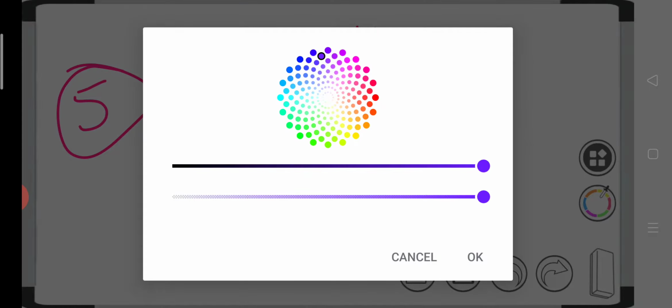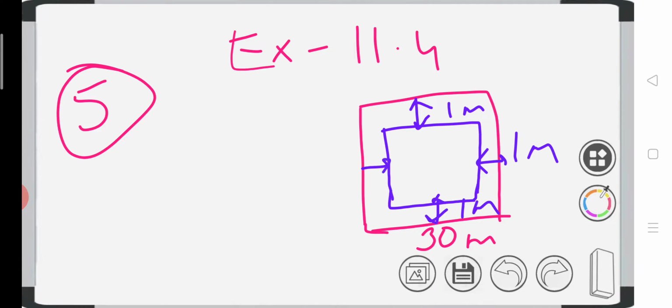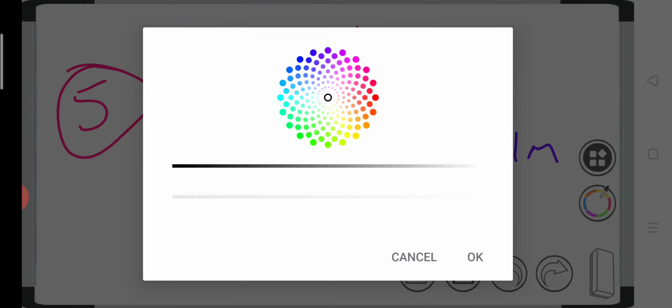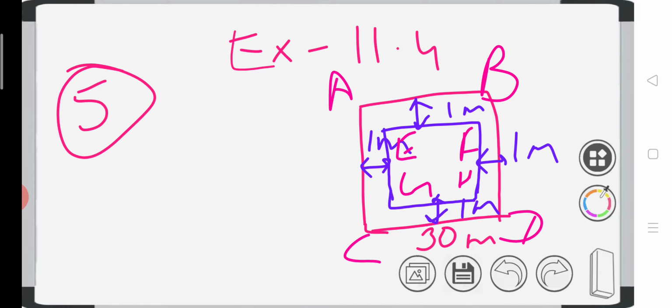So the path will be drawn inside like this, and it is of 1 meter width all around inside the square. So it is 1 meter, again it is 1 meter, similarly it is also 1 meter, and it is also 1 meter. Now in the first question you have to calculate the area of path. So let's solve it. Name it as A, B, C, D, E, F, G, H. So you can see this shaded portion is the path.